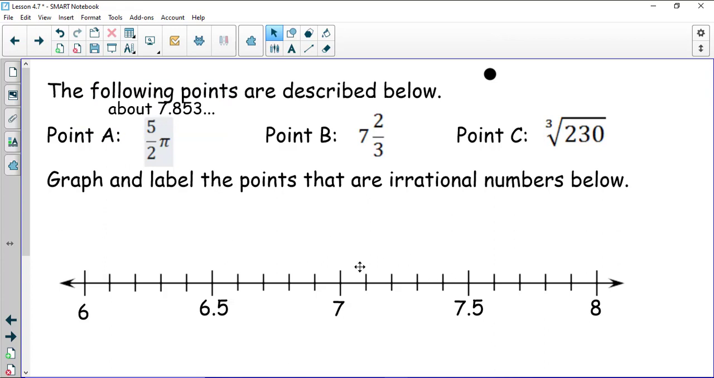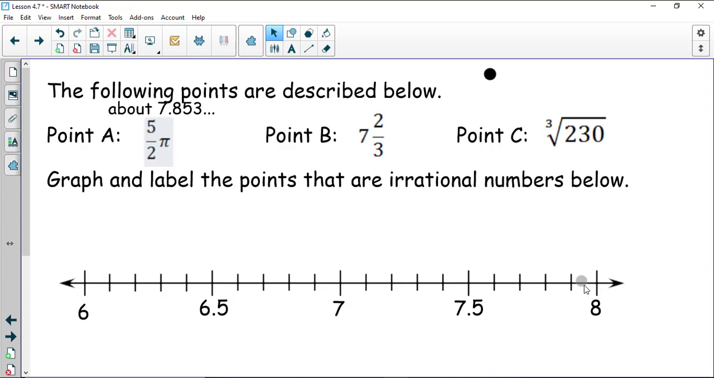When I go to graph and label this, I just kind of want to look at my number line here. So I've got 6, 6.5, 7, 7.5. Each of these tick marks is going to represent a tenth. So this would be 7.6, 7.7, 7.8. This is 7.9, so it's going to be about halfway between 7.8 and 7.9. So probably right about here, as long as you're in the right general vicinity.